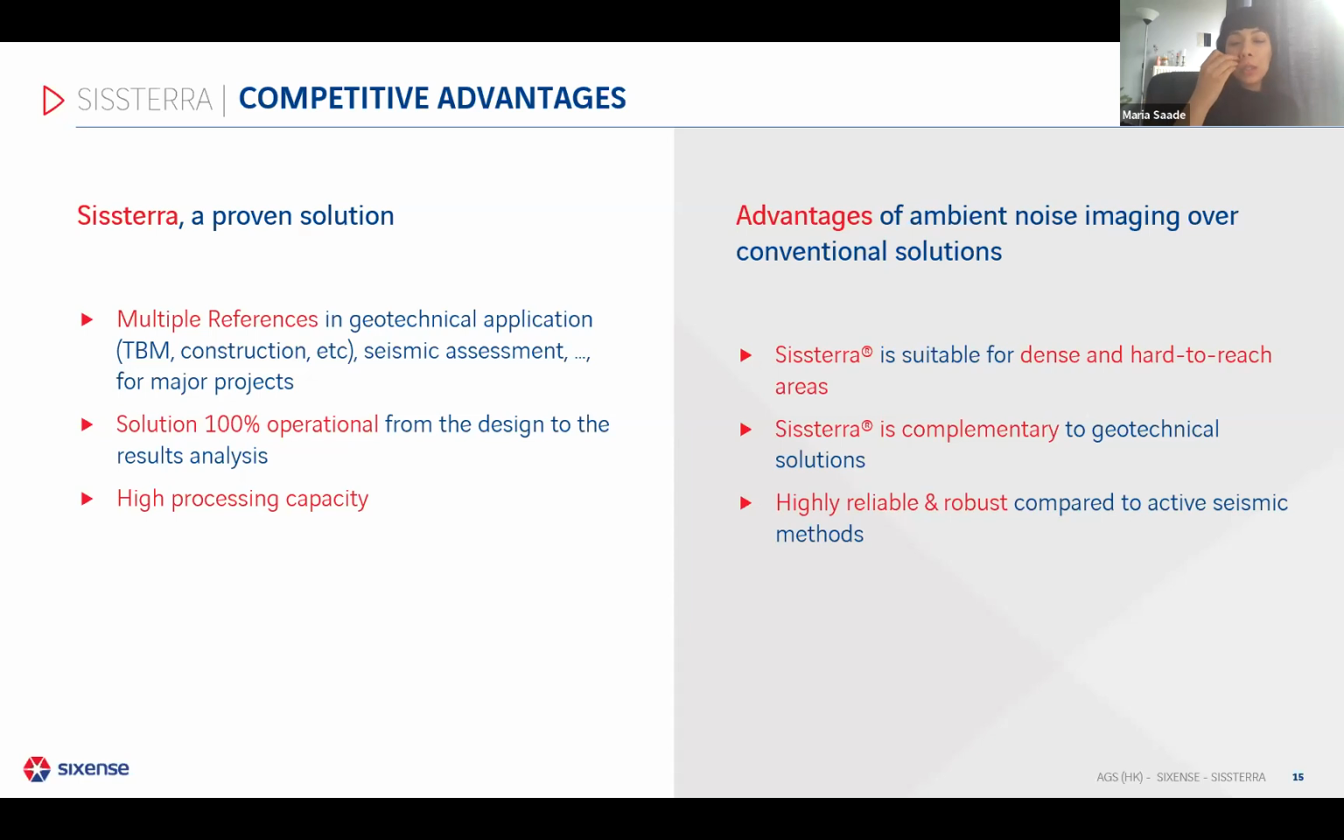And Sissterra allows us to have a complete 3D velocity model, which is a complete detailed 3D measurement, and that can complete the geotechnical solutions that usually present 1D, very punctual measurements. So usually when we have drilling information, geotechnical, very punctual information, we don't have any information about the soil between the different measurements. So Sissterra allows us to have this complete 3D imaging. And again, it's a relatively highly reliable and robust method, since the result is obtained by the combination of a very large number of measurements.